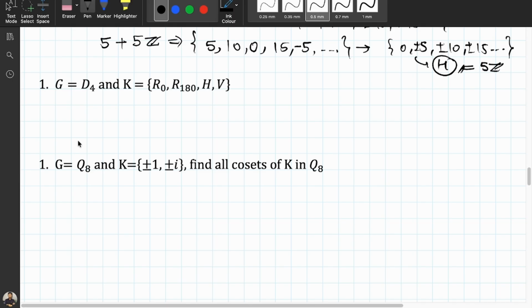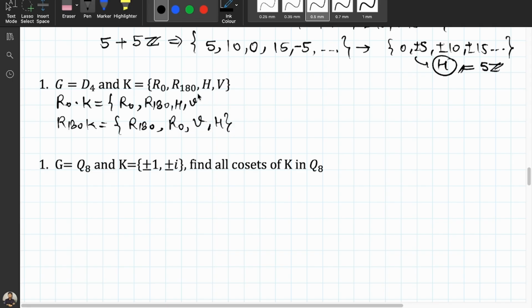Now one more example. D4 is there. Next, if D4 is there, then I will take R0. If I take R0 into K, it is nothing but R0, R180, H and V, same. If I take R180 into K, that is R0, R180, vertical and horizontal, same thing.